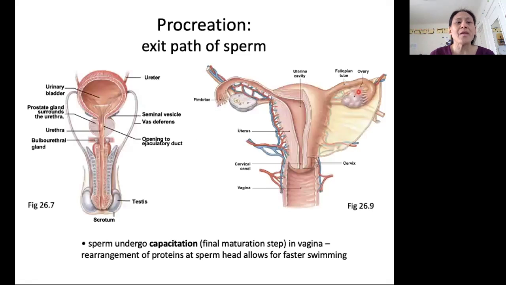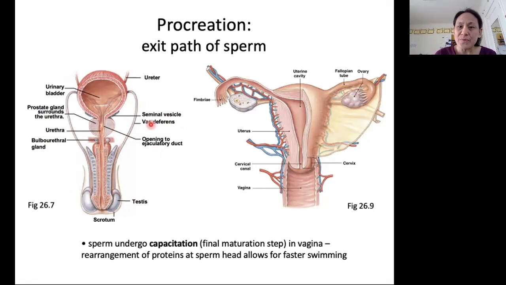Okay. All right. So we have looked at female reproduction, we've looked at male reproduction. Now we are ready to join forces and make a baby. So let's look at this process. I want to start by reminding you of the exit path of sperm from the male. Here we've got our male reproductive system. Sperm are made here in the testes. They exit through the epididymis into the vas deferens and then out through the urethra.